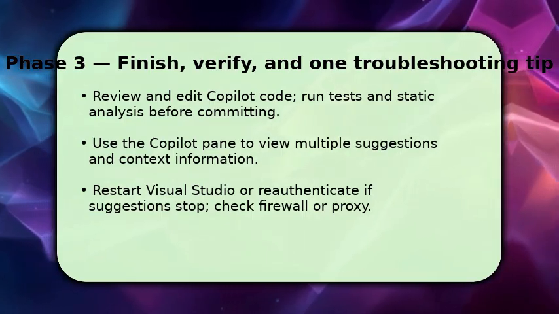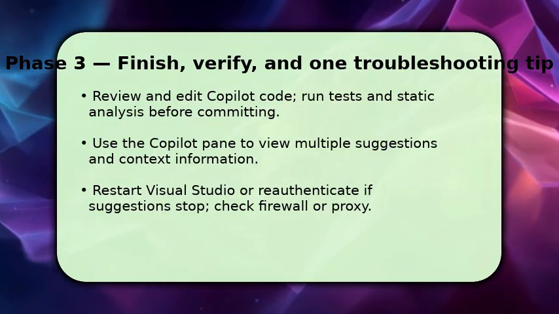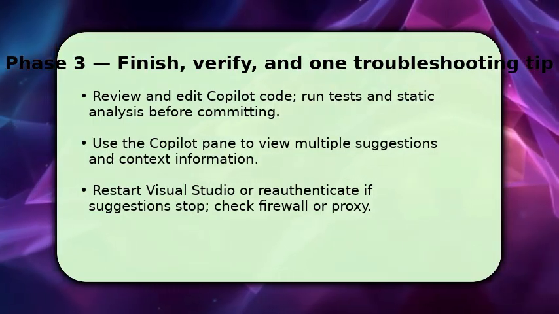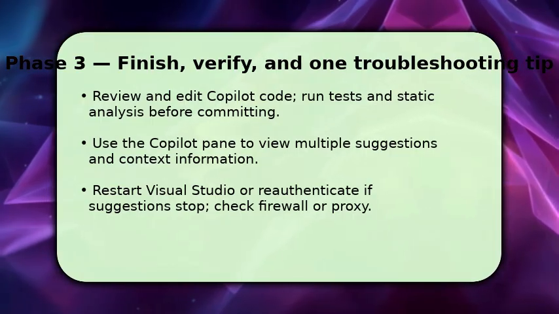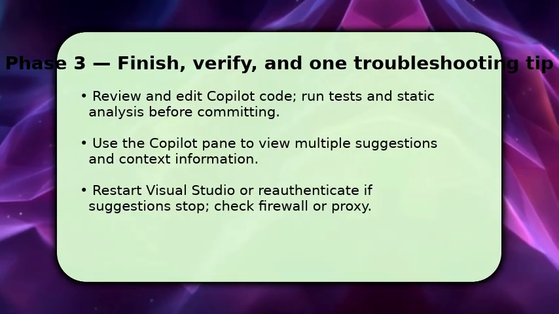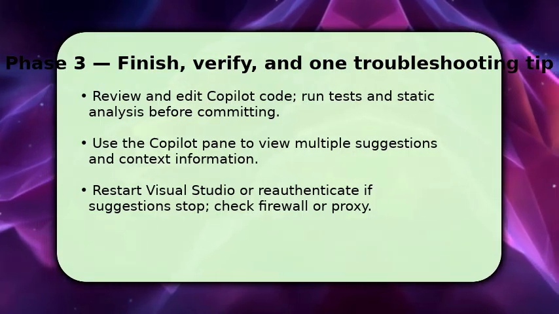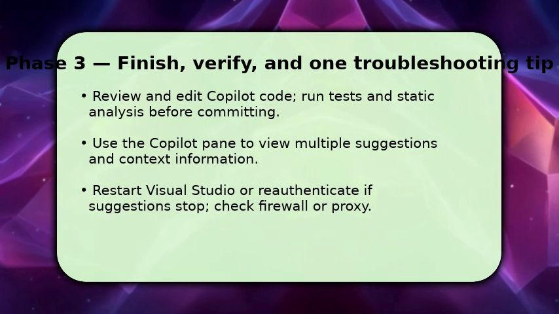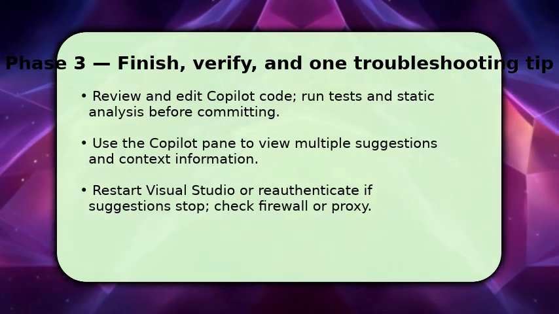If Copilot stops suggesting, re-authenticate your GitHub account, restart Visual Studio, and ensure your network or proxy allows extension traffic. Also check extension updates and logs under Extensions > Manage Extensions. If problems persist, temporarily disable other IntelliSense extensions to isolate conflicts. This often resolves suggestion issues.